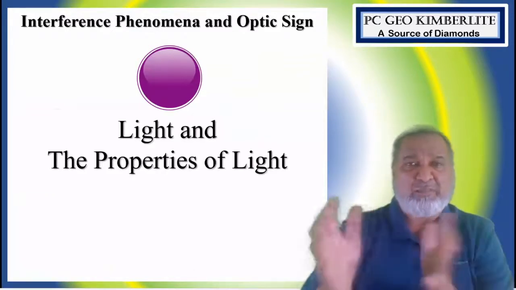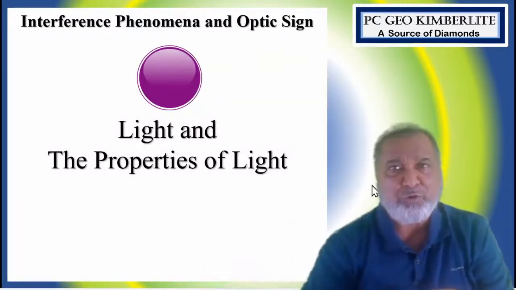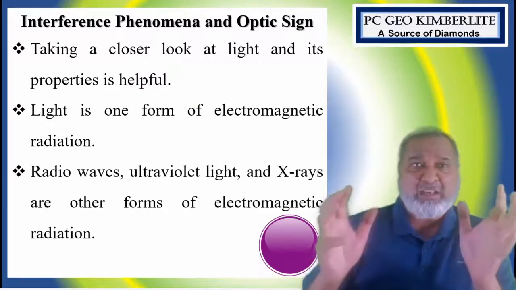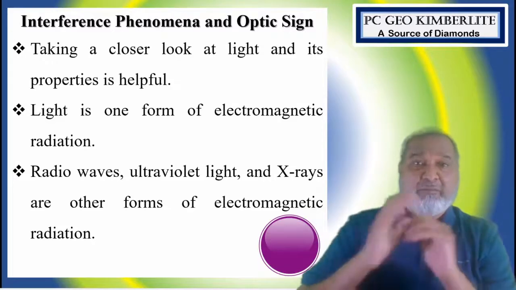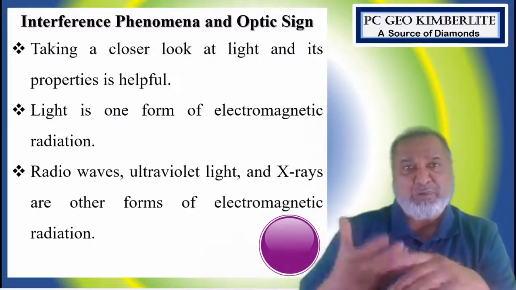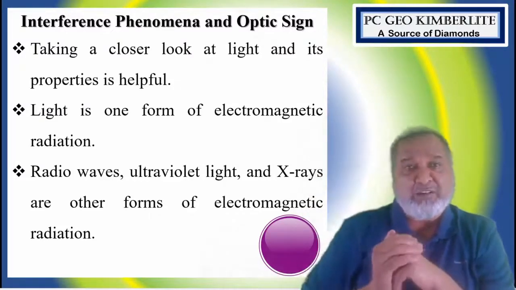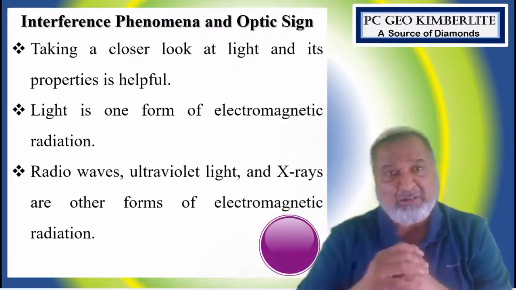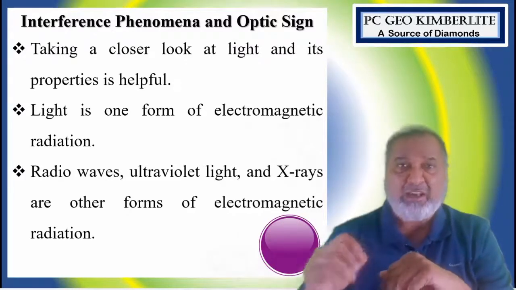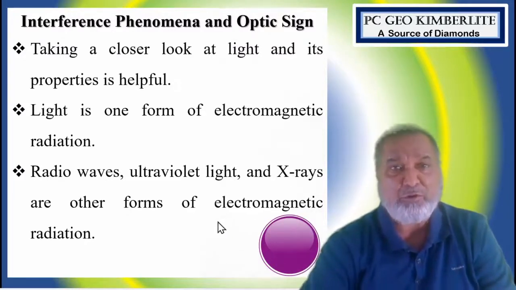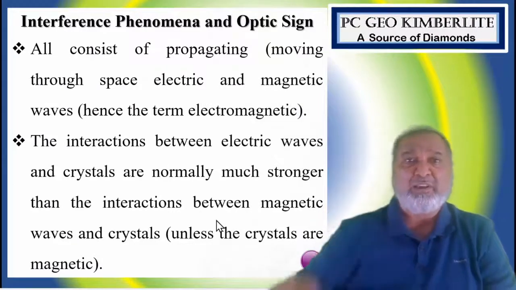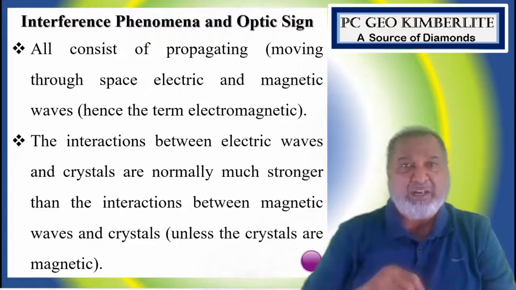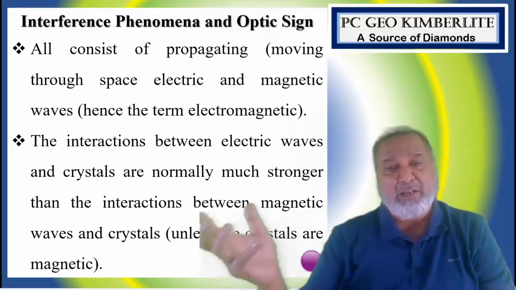Light and the properties of light. I am starting from the basics, so you should not have any sort of problem. Taking a close look at light and its properties is very helpful, because once you have started, then you can go to the higher version. Light is one form of electromagnetic radiation. Radio waves, ultraviolet light, and X-rays are forms of electromagnetic radiation. All of them consist of electric and magnetic waves propagating, moving through space. Hence, they are termed electromagnetic.